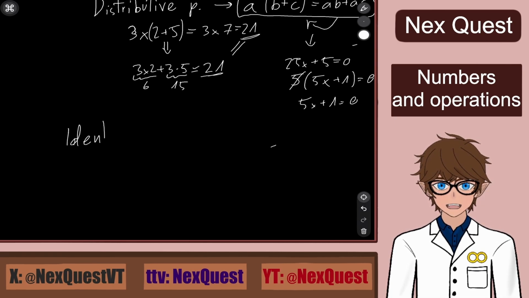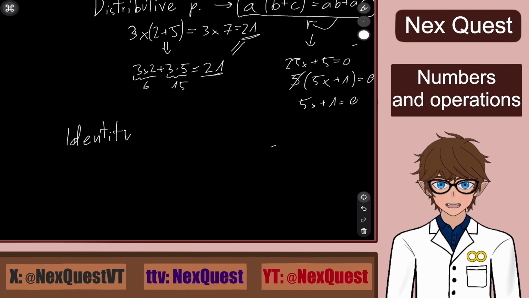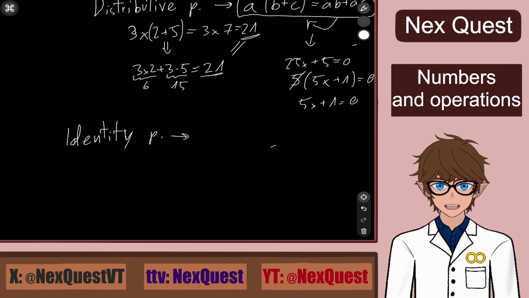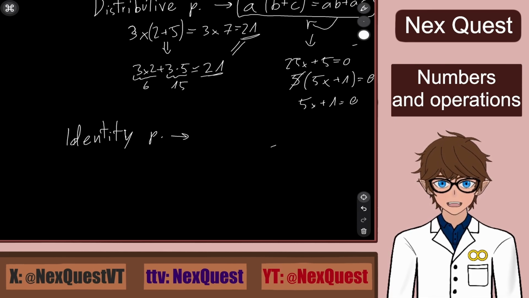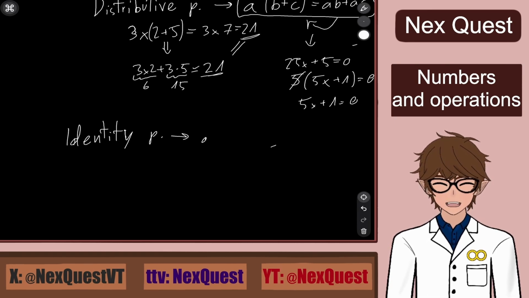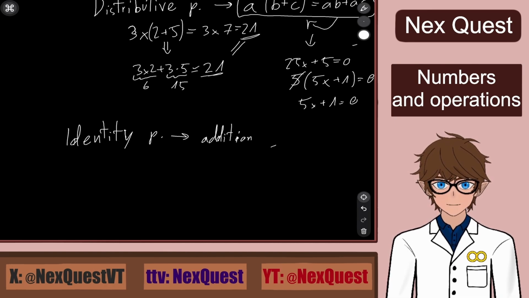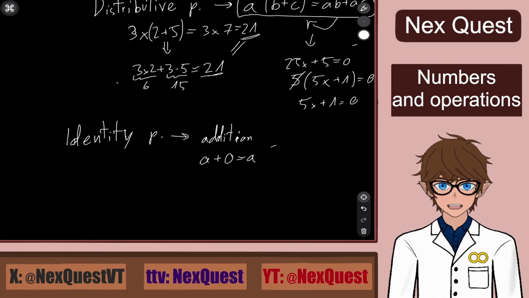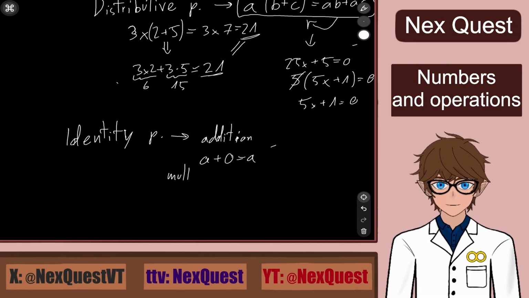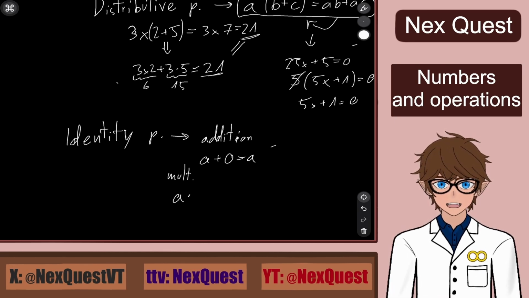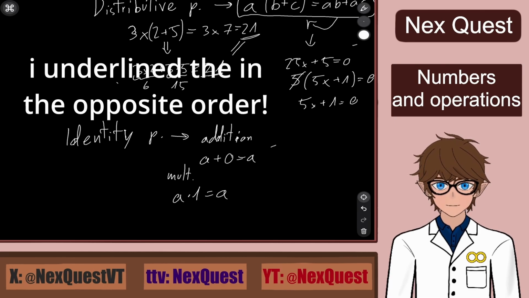Moving on, we have the identity property. The identity property states that there are special numbers that do nothing. For addition, the additive identity is 0, so any number onto which you add 0 is the number itself. As for multiplication, any number multiplied by 1 is itself. So this is the additive identity, and this is the multiplicative identity.